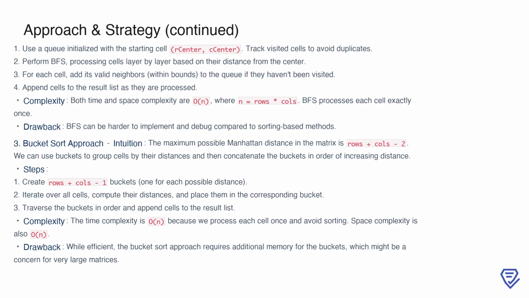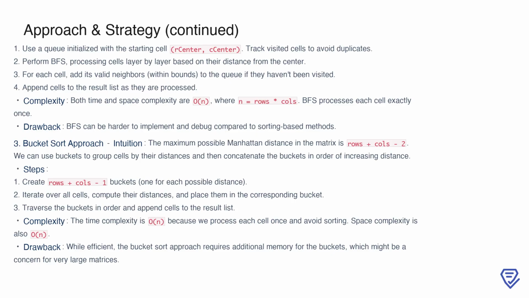as visited. From there, we process cells layer by layer, where each layer corresponds to cells at the same distance from the center. Neighbors of the current cell are added to the queue if they are within bounds and haven't been visited yet. As each cell is processed, it is appended to the result list. This ensures that cells are added in increasing order of their distances.